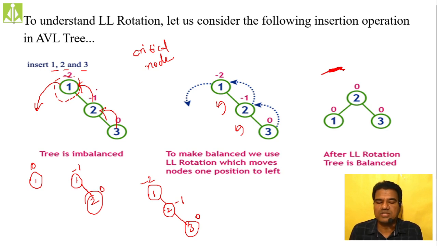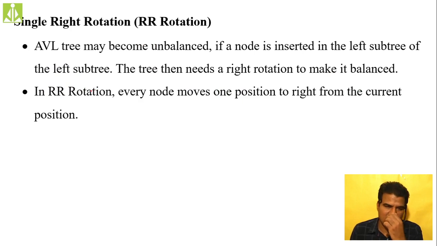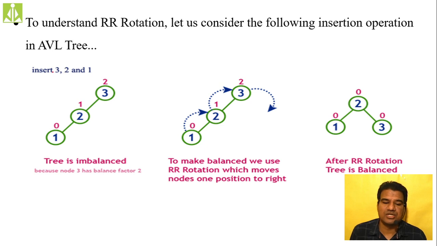So here also we do the same thing in right rotation, because we have inserted the new node in the left side subtree of the left side subtree. Because of that, the tree lost its balance factor. So immediately we have to find out the critical node, and from there only we perform the right rotation. In that right rotation, you see how we do the insertion.